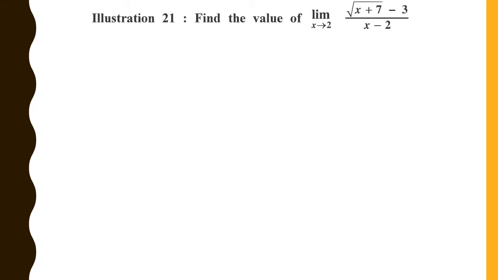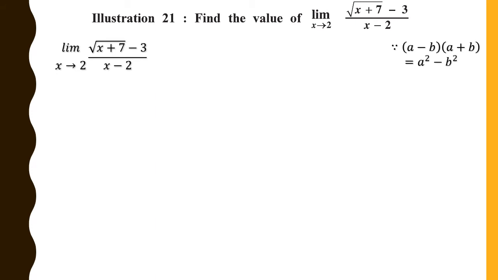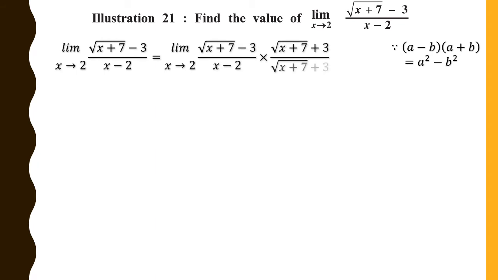We will take one more illustration depending on this. The illustration 21 question is given, limit x tends to 2 root x plus 7 minus 3 upon x minus 2. Here only one root is there, but nonetheless it can be obtained using the same method. Root x plus 7 will be considered a, while 3 will be considered b, and we will get the same method. So what we are going to multiply here this time is root x plus 7 plus 3. Yes, the negative minus will be converted into plus because a minus b and a plus b formats are there.